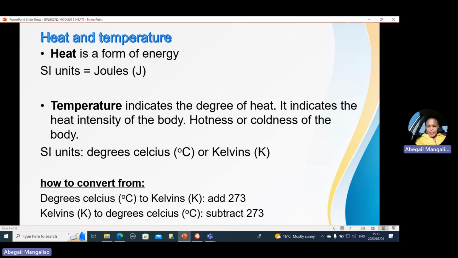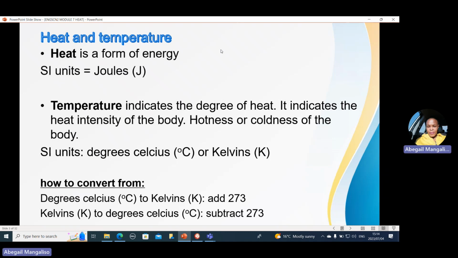You can be asked to tabulate the difference between the heat and the temperature for 4 marks. It means you need to give 2 points from each side. The first point will be the definition: heat is a form of energy. You provide the SI unit. You get 1 mark for the definition, 1 mark for the correct SI unit.